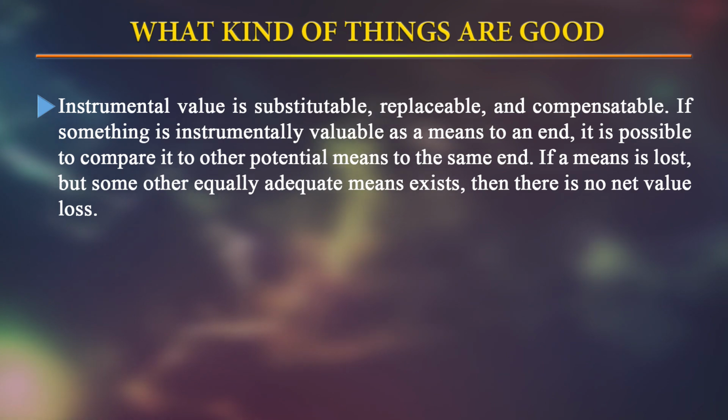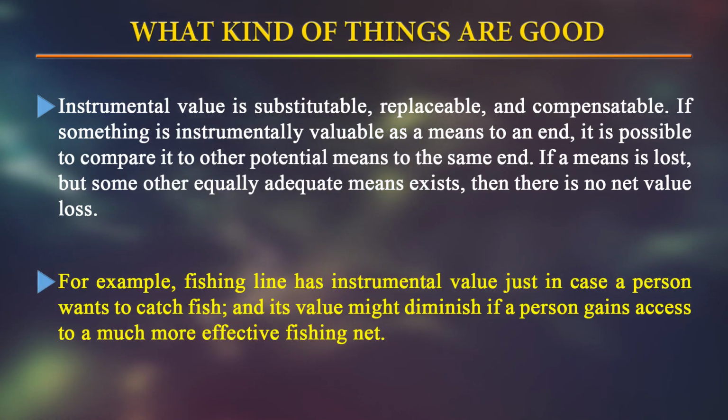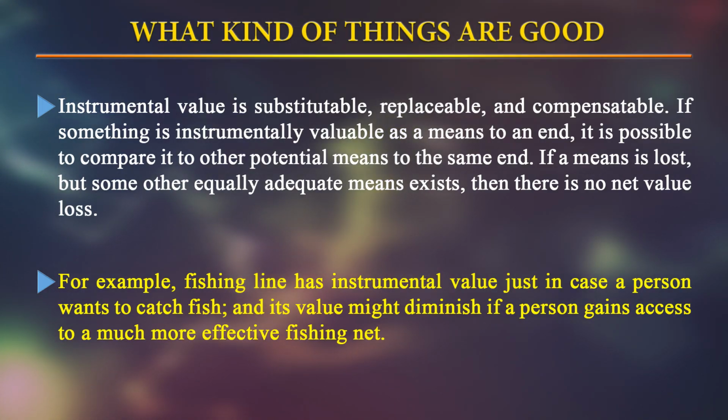If a means is lost but some other equally adequate means exists, then there is no loss in the net value. For example, a fishing line has instrumental value just in case a person wants to catch fish, and its value might diminish or go down if the person has access to some more effective fish catching method or an effective fishing net. Then the instrumental value of the fishing line may go down. So the instrumental value depends on what kind of intrinsic value it can generate.